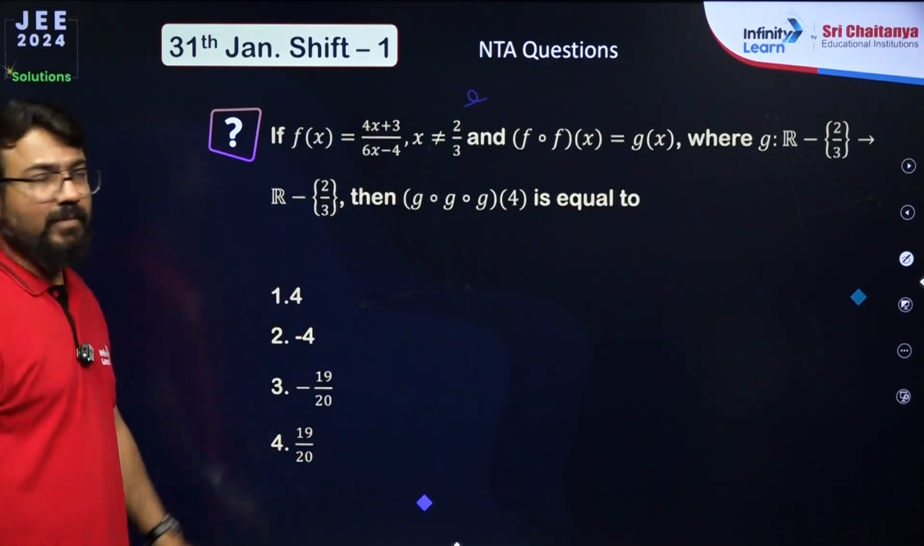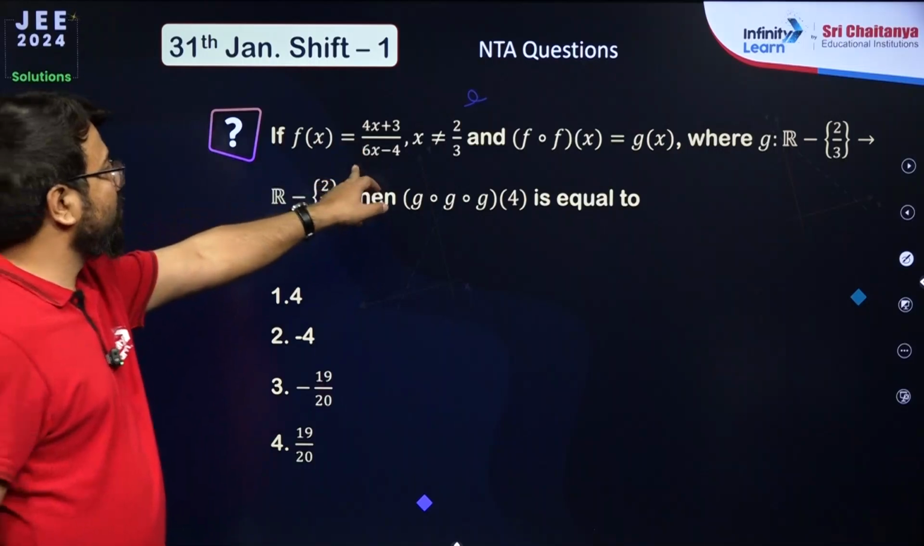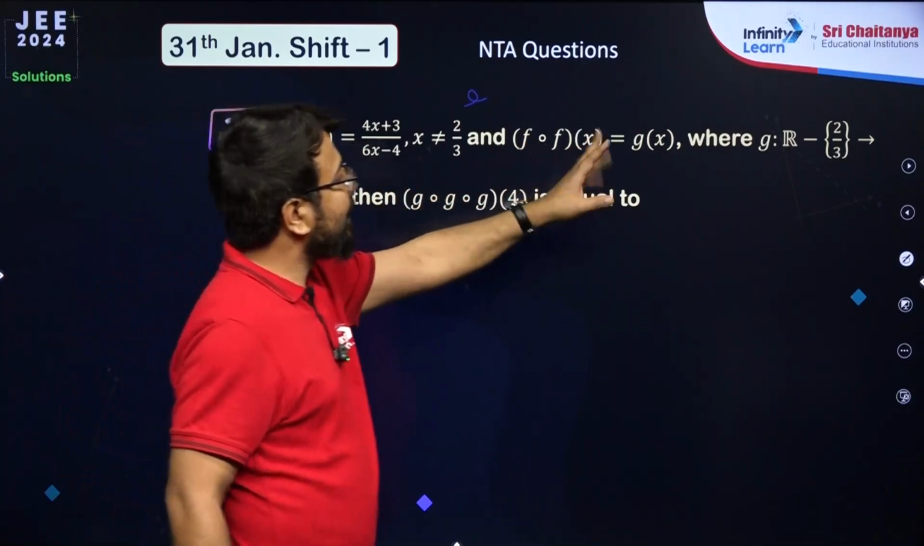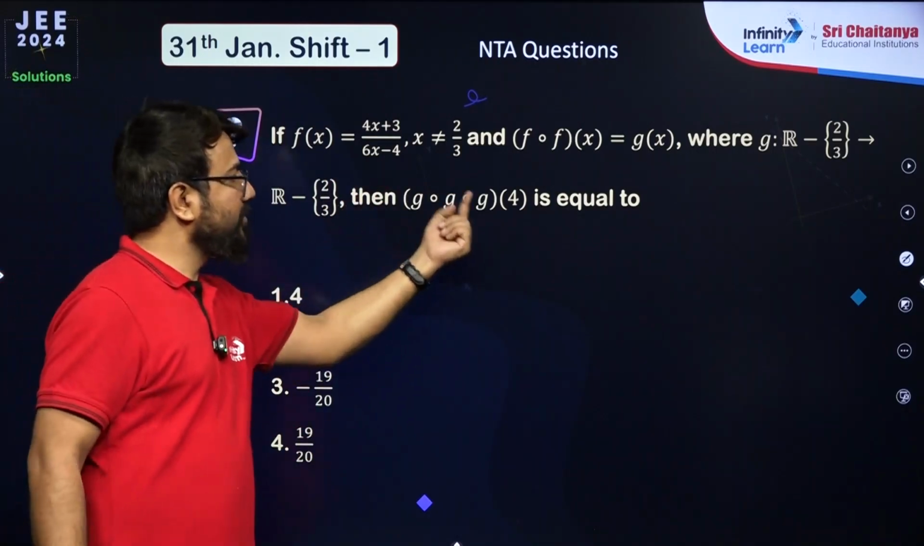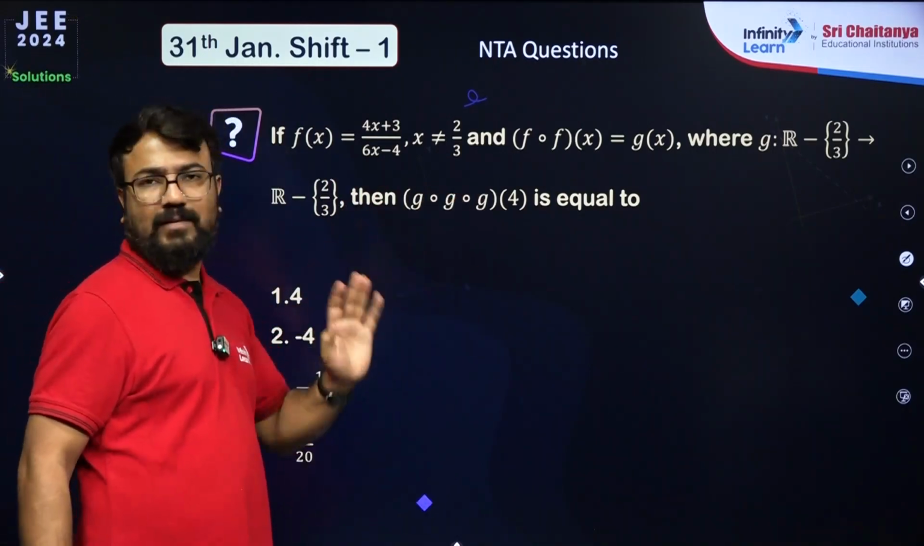Moving ahead to the next problem, f(x) is being given, where x is not equal to 2 by 3. f of f(x) is g(x), and g is defined here. We need to find g of g, a composition, and inside that there is a 4.